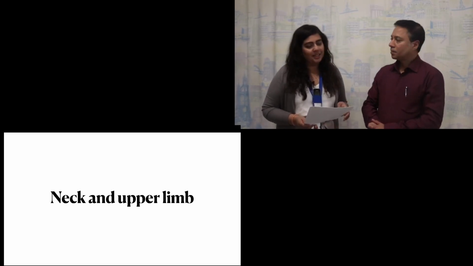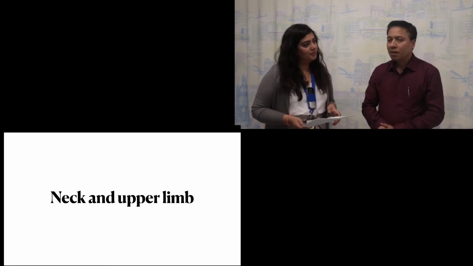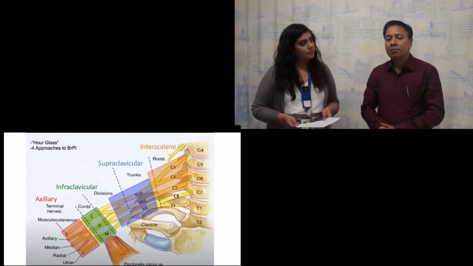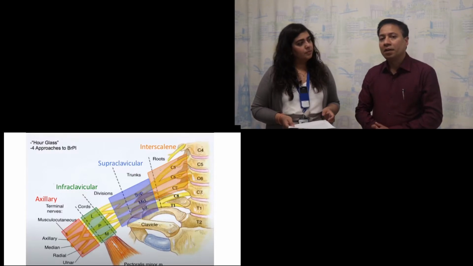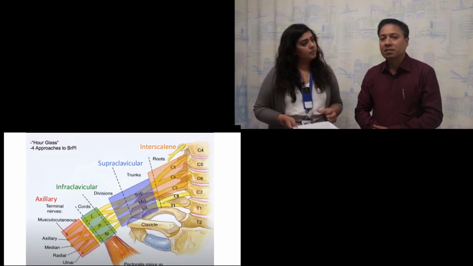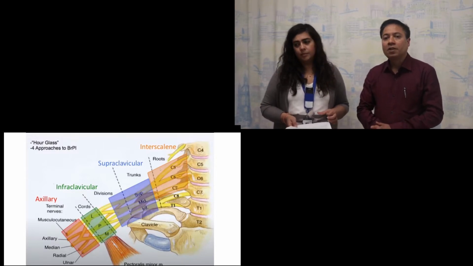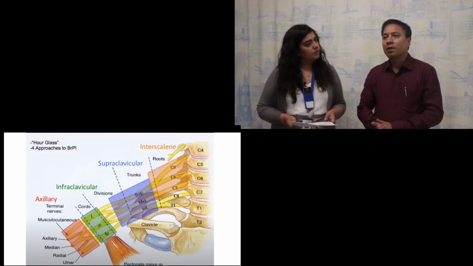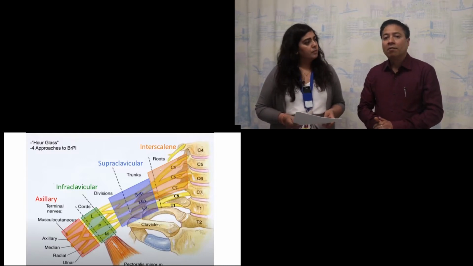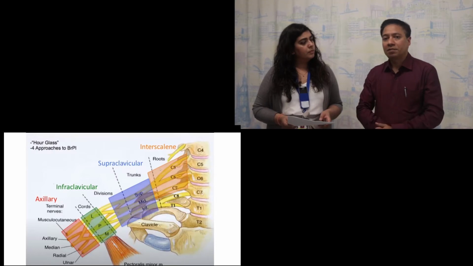So what is the anatomy behind the interscalene block? Right, the interscalene block is basically the scalene muscles where the nerves come out. The brachial plexus has C5, C6, C7, C8, and T1 nerve roots. C5 and C6 are the upper trunk, which comes between the scalene muscles, the anterior and the medial scalenus, which is where we target for the interscalene block.